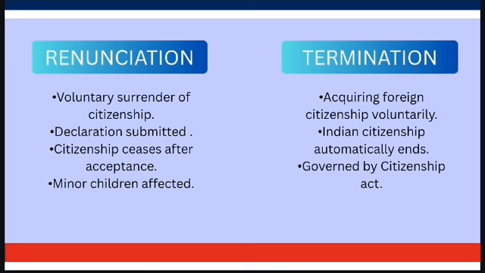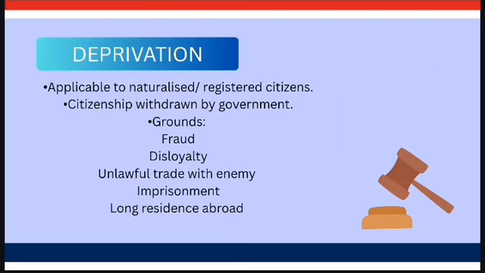Next is termination. Termination occurs when an Indian citizen voluntarily acquires citizenship of another country. Since India does not permit dual citizenship, Indian citizenship automatically comes to an end. This provision reflects the principle of exclusive national allegiance. Last is deprivation. Deprivation refers to compulsory withdrawal of citizenship by the government. It generally applies to persons who acquired citizenship through registration or naturalization. Grounds include fraud, disloyalty to the Constitution, illegal dealings with enemy states, imprisonment, or long residence abroad. This power safeguards national interests.